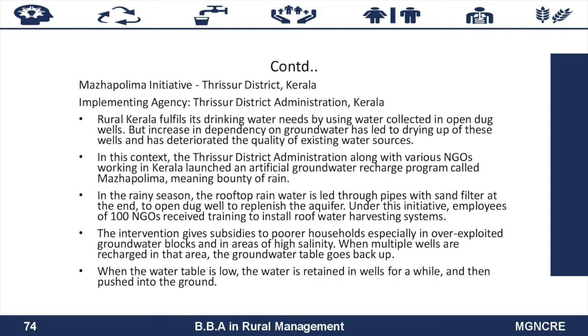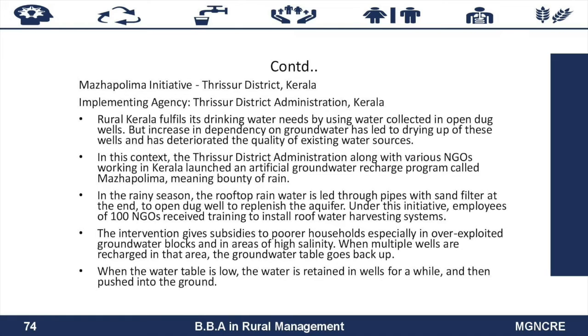So in this context, the Thrissur district administration along with various NGOs working in Kerala launched an artificial groundwater recharge program called Mazha Polima, meaning bounty of rain. In the rainy season, the rooftop rainwater is led through pipes with a sand filter at the end to open wells to replenish the aquifer.